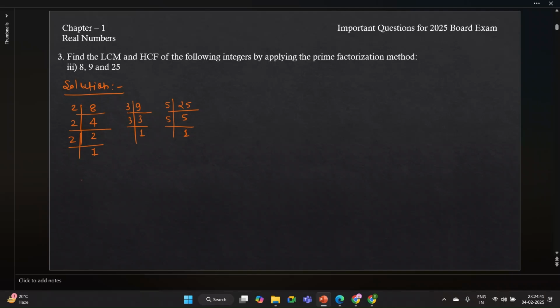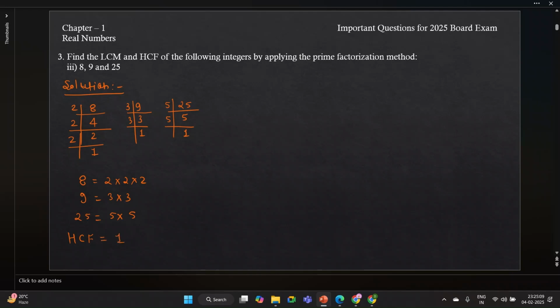Okay, so just write it down like that. 8 is equal to 2 times 2 times 2. And then 9 is equal to 3 times 3. And then 25 is equal to 5 times 5. Is anything common here? Nothing is common, only 1 is common here. So directly I'm writing HCF is equal to 1.